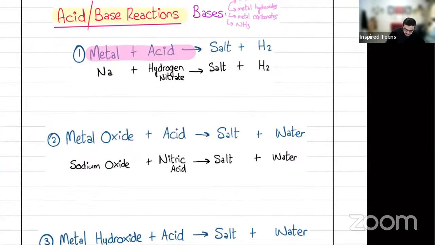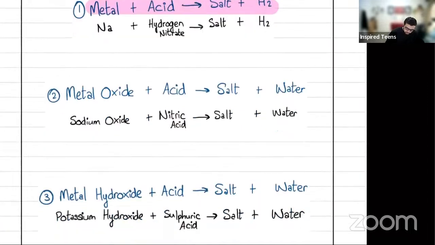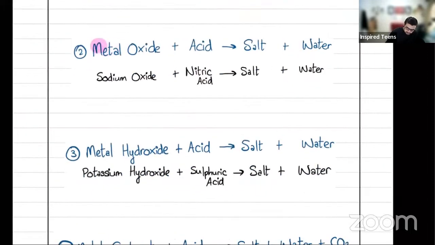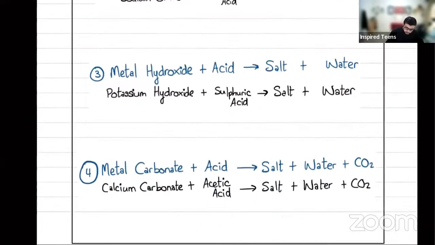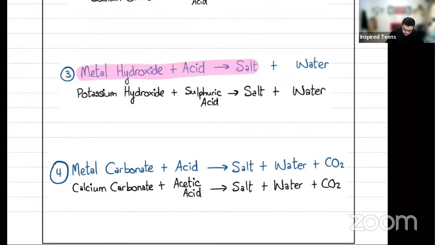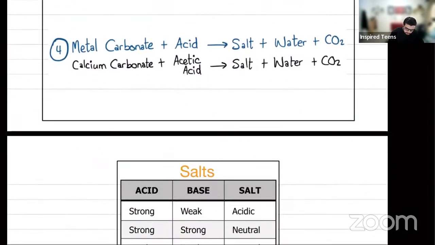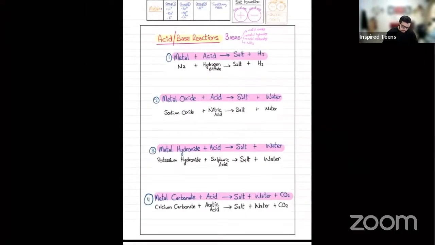You need to know that when we mix a metal plus an acid, we form salt plus hydrogen. When you mix a metal oxide, which we'll discuss in a bit, with an acid, you will form salt and water. When you mix a metal hydroxide with an acid, you will form salt plus water. When you mix a metal carbonate with acid, you will form salt plus water plus CO2. Don't worry, we're going to learn how to draw out these equations. What's the salt? What's the metal? What's the acid? For each one.